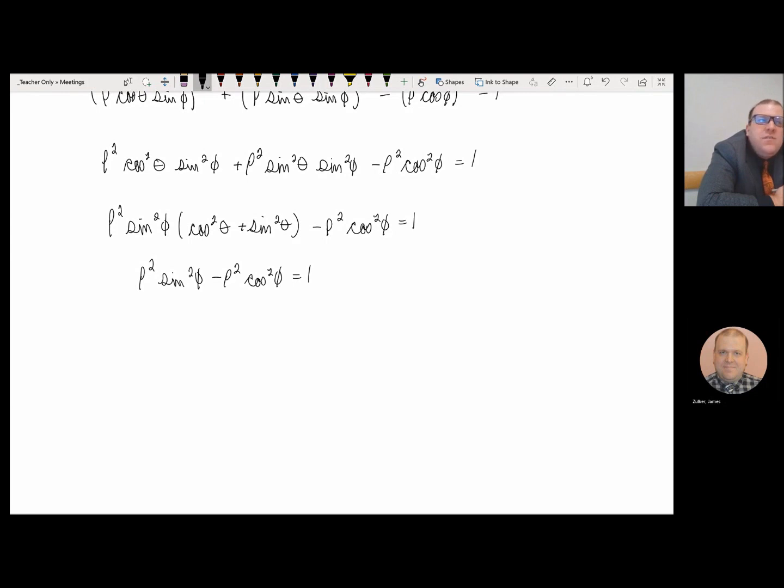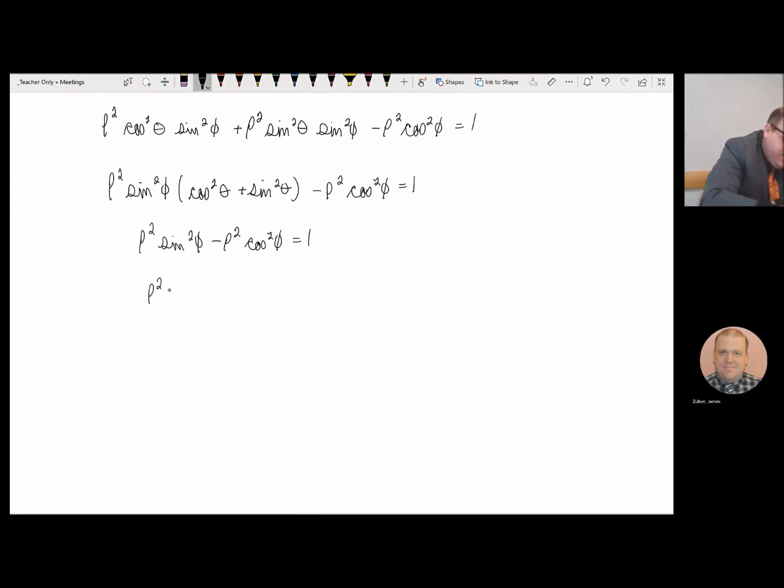This simplifies then to rho squared sine squared of phi minus rho squared cosine squared of phi. By the way, that is an identity that you may want to keep handy in spherical coordinates. x squared plus y squared is rho squared sine squared phi. That, of course, means r squared is rho squared sine squared phi, or r is rho sine phi. Can factor out a rho squared? Rho squared times sine squared phi minus cosine squared phi equals 1.